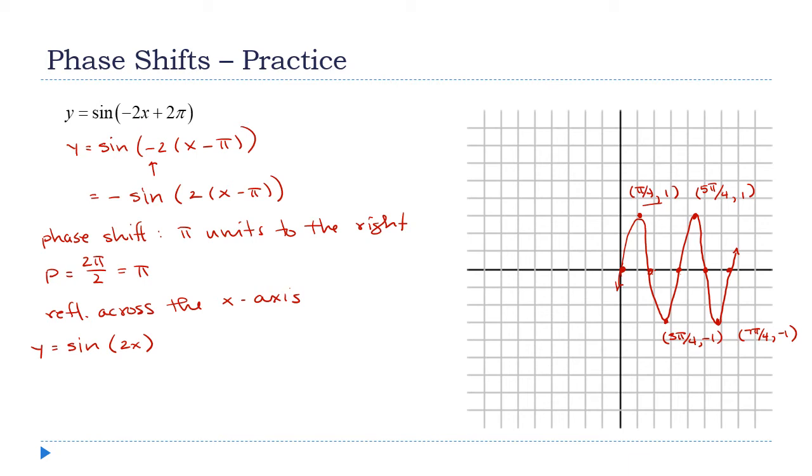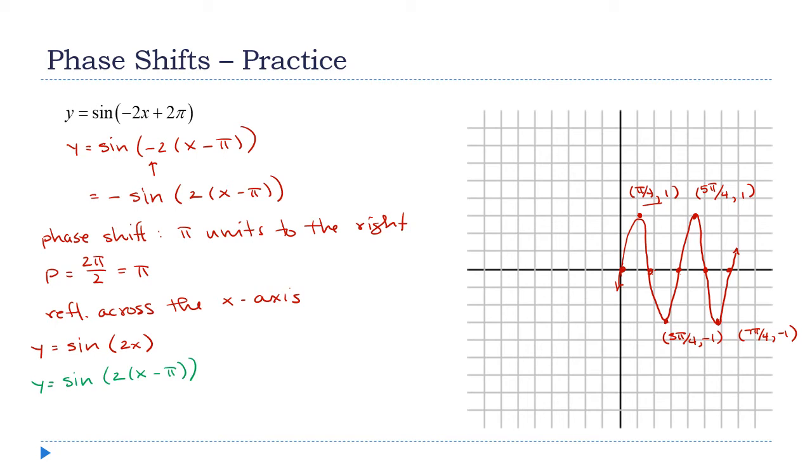Okay, now let's start making adjustments. Next one. Now let's do the phase shift. y equals sine 2x minus pi. So I'm going to take every point and move it pi units to the right. Probably should have done some more points to the left, but that's okay. Let's see what we come up with.